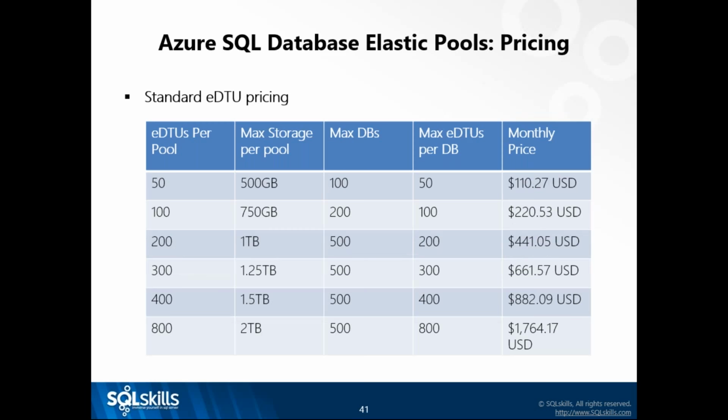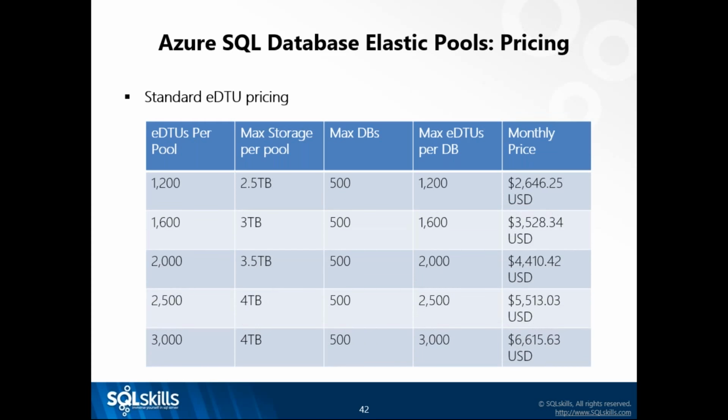Your standard tier, now we get into things a little bit different. Your max EDTUs per database almost mirrors the max of the pool until we get to a higher tier. Once you hit it, it stays the same. So it mirrors: a single database can consume the entire pool in your standard.